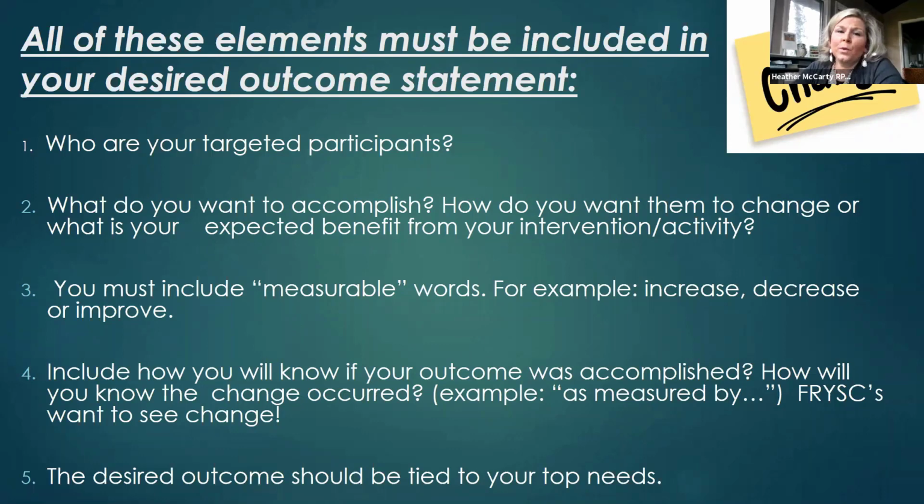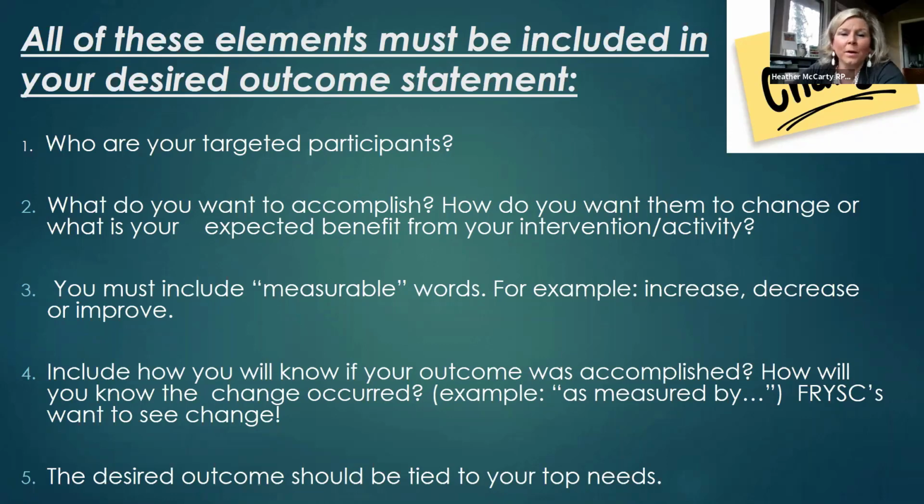Number 2, what do you want to accomplish? How do you want them to change? What is your expected benefit from your intervention or activity? So in your desired outcome, I want to help and have interesting conversations. That's Siri. Sorry, Siri. And number 3, you must include measurable words. For example, in each desired outcome, you want to have increase, decrease, or improve.